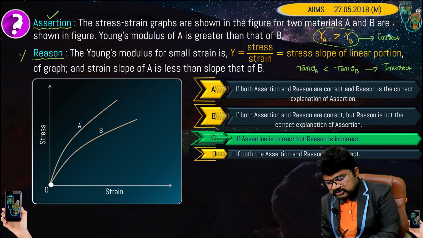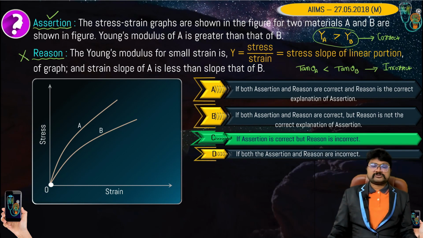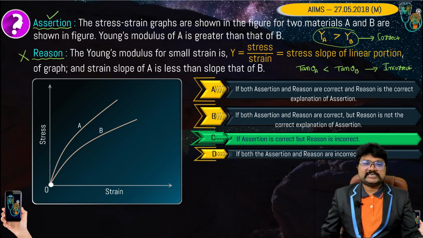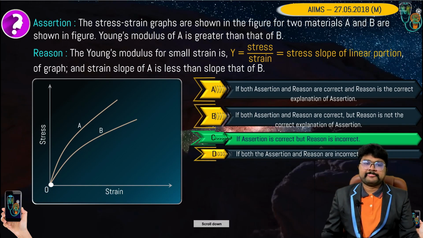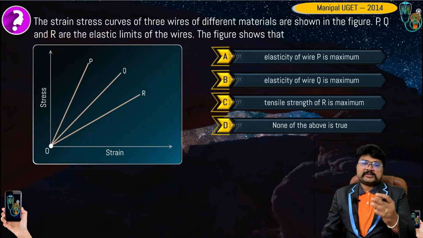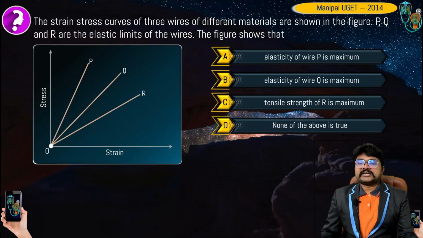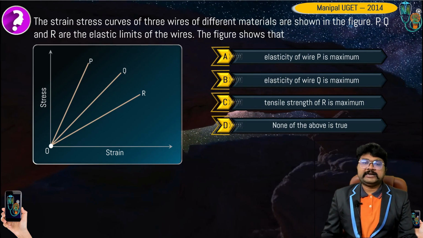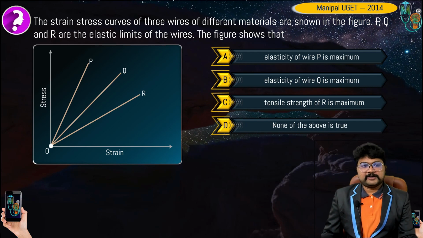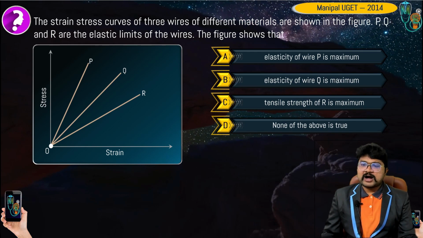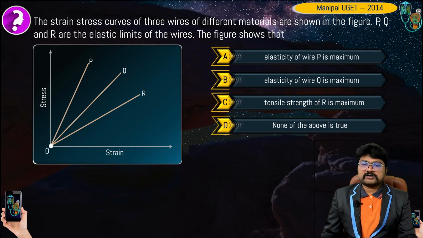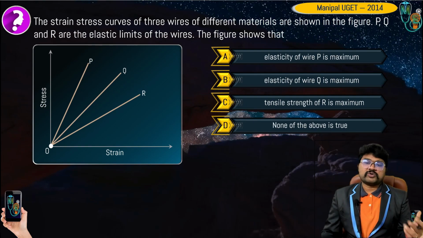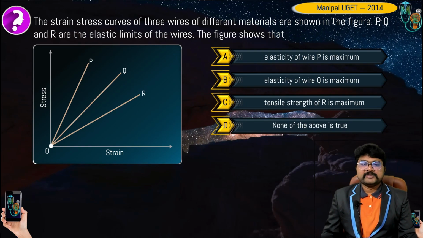Reason is not correct. Understood? So option C is the correct option. Read the question carefully. The stress-strain curves of three wires of different materials P, Q and R are shown in the figure. Which one is more elastic, they are asking.